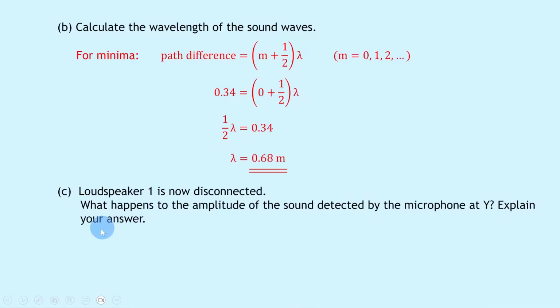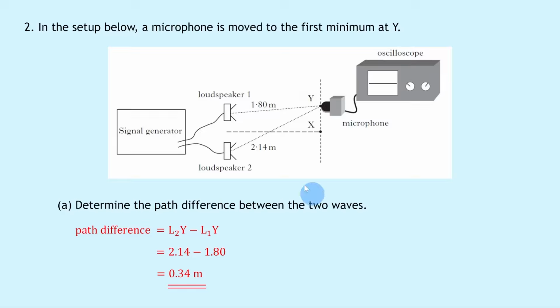Lastly, part C says loudspeaker 1 is now disconnected. What happens to the amplitude of the sound detected by the microphone at Y? Explain your answer. Well, if you look back at the picture, we're seeing loudspeaker 2 is now disconnected, so we only have one loudspeaker producing sound waves.